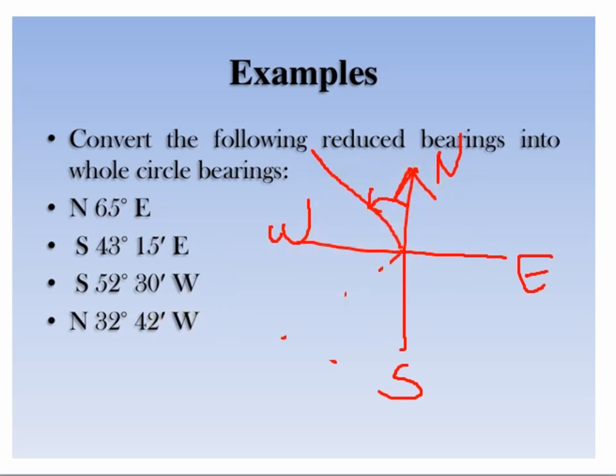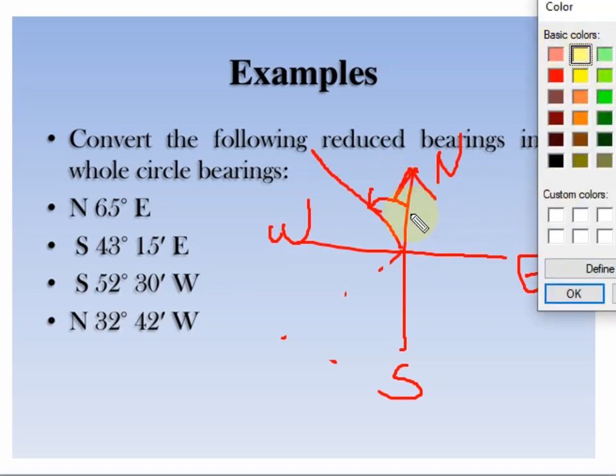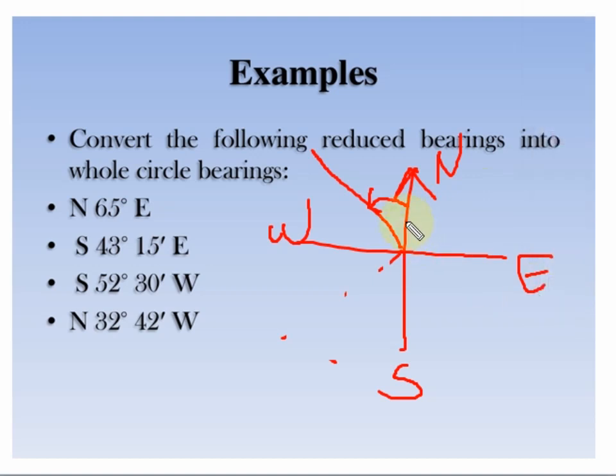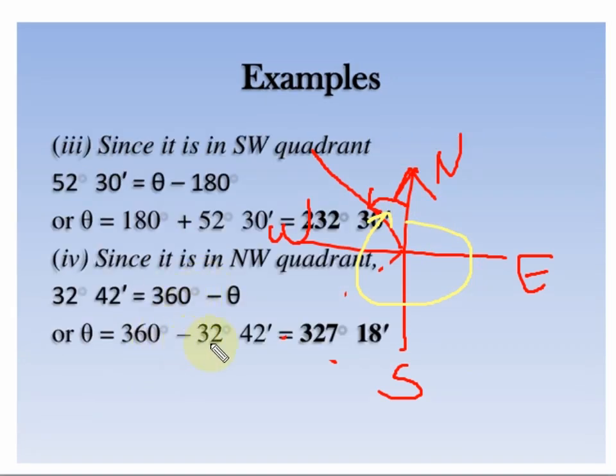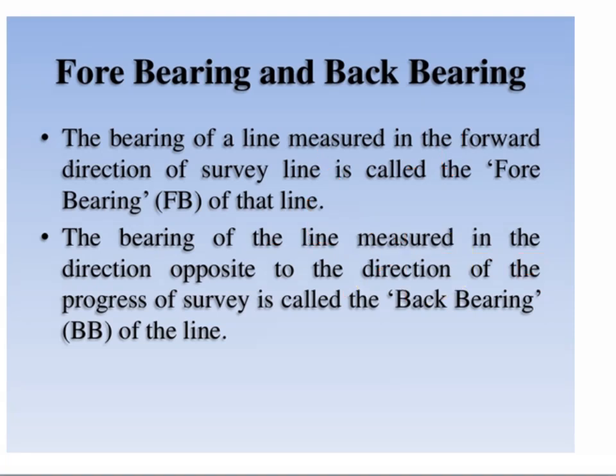So how do you calculate it? What is the whole circle bearing? This value from the north to that survey line is your whole circle bearing. So you have to calculate the whole circle bearing as 360 minus this value. So you can show 360 minus 32 degree 42 minutes, and the remainder is the whole circle bearing.